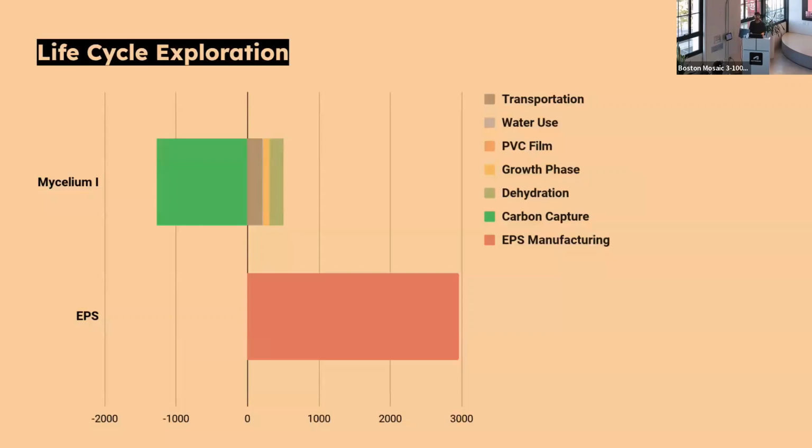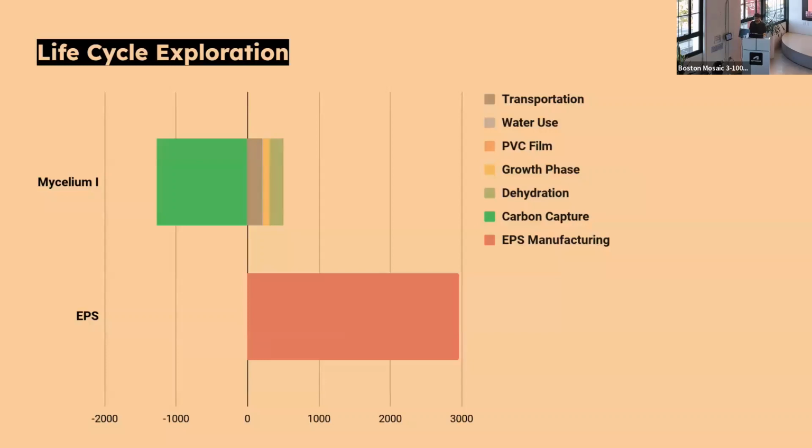This is considering 2,000 blocks of mycelium per year, which is what I think can be produced in one or two labs which have a mycelium tent to grow stuff in. And comparing it to EPS or traditional foams, we can see that it's so much better. It's a stark difference, which goes to around 2,900 kilograms of carbon emitted.